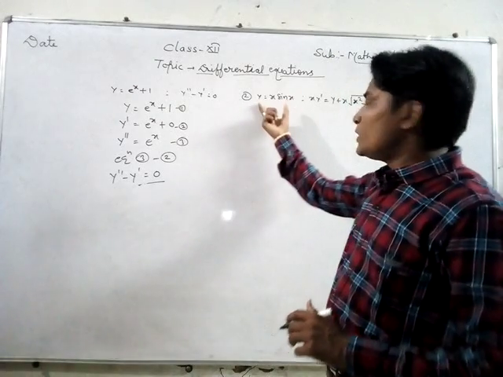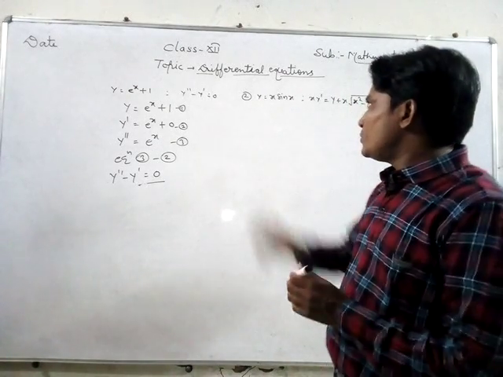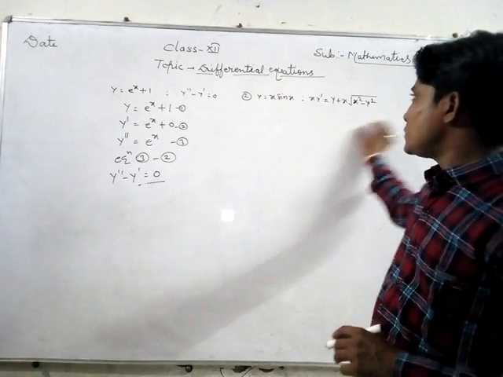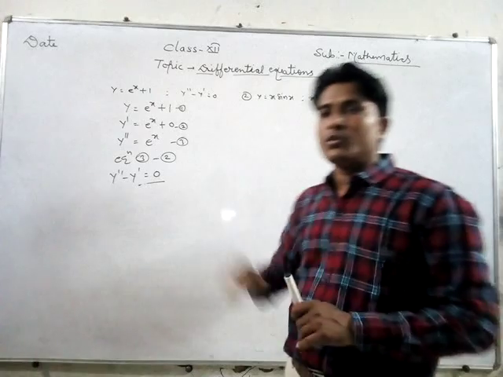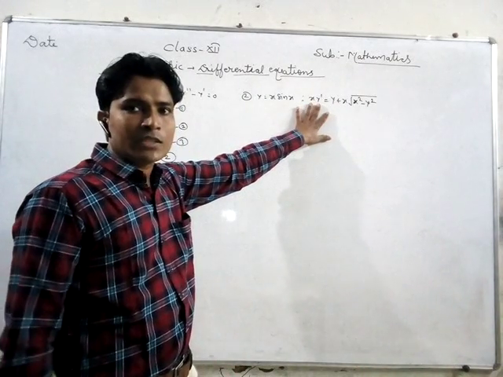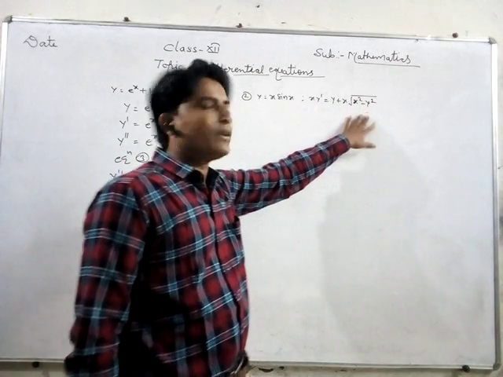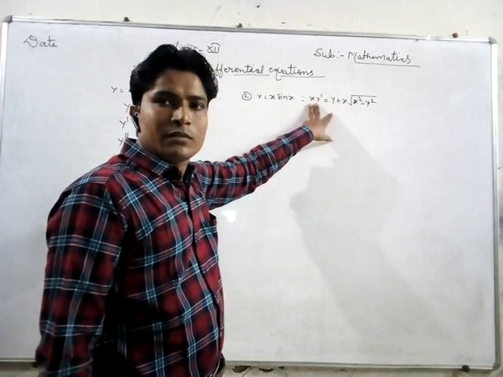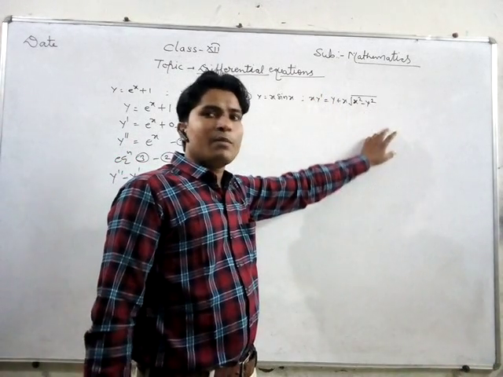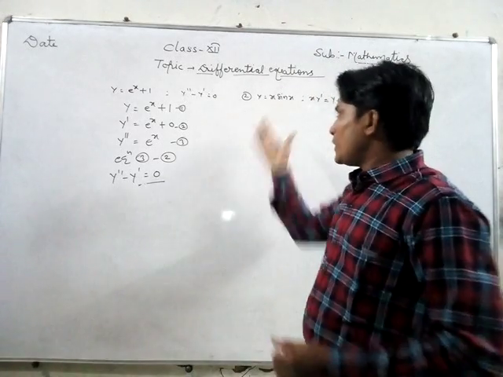Now we have another question, y is equal to x sin x. The question given to you is y is equal to x sin x, and the solution is also given to you. The solution is x y dash is equal to y plus x under root of x square minus y square. Is the solution true or false? We can prove it easily.